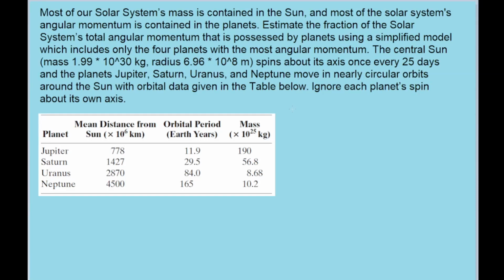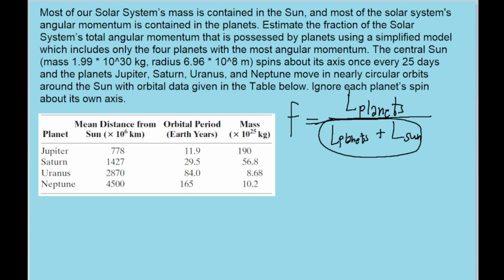This is a problem that asks about the angular momentum of various elements in the solar system. Specifically, the problem asks us to find a fraction that represents how much of the solar system's total angular momentum is taken up by the angular momentum of the planets. So the problem is basically asking us to find a ratio of the angular momentum of the planets to the angular momentum of the planets plus the angular momentum of the sun. So this is the solar system's total angular momentum, this is just the planets, and that's the ratio we want to find.